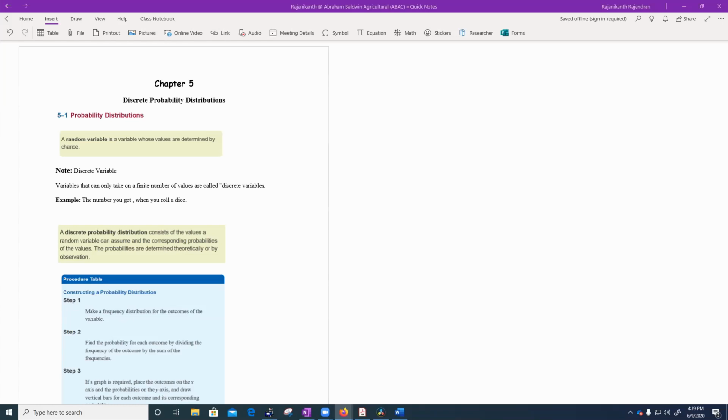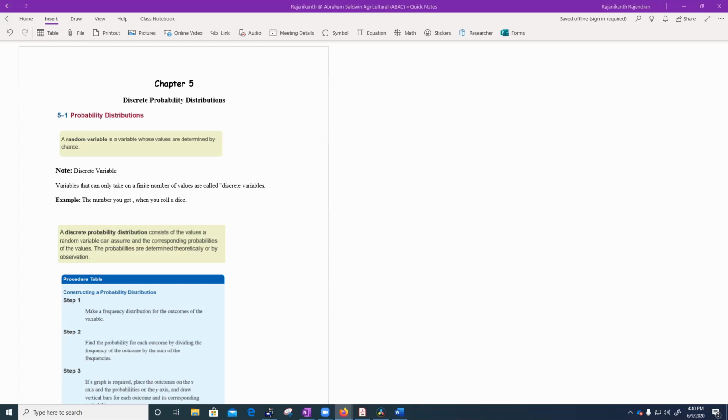So there are two types of random variable. One you could call discrete, and another one is a continuous variable. Now here we discuss discrete. What does it mean by a discrete variable? Discrete variables can take only a limited number of values, or finite values, whereas a continuous variable may have infinitely many values.